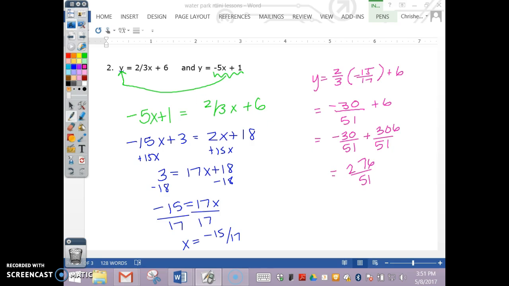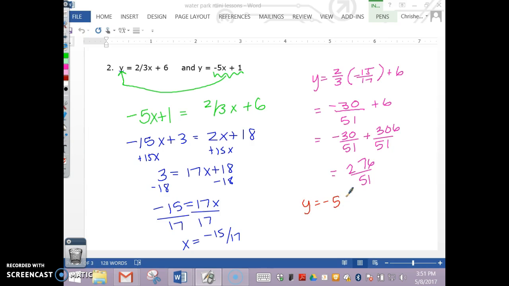Hopefully I get the same thing when I plug into the other one, or I did it wrong. Okay, y equals negative 5x plus 1. So 5 times 15 is 75. Plus 1, that's 17 over 17. 75 plus 17 is 92 over 17. All right, I hope these reduce to the same thing.